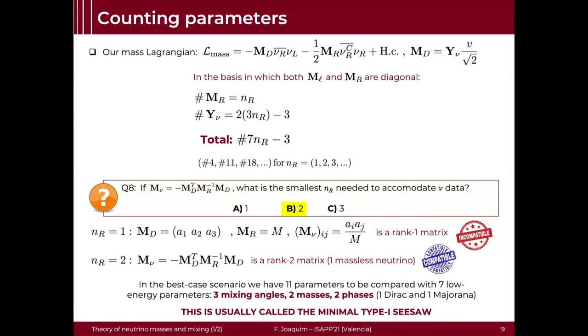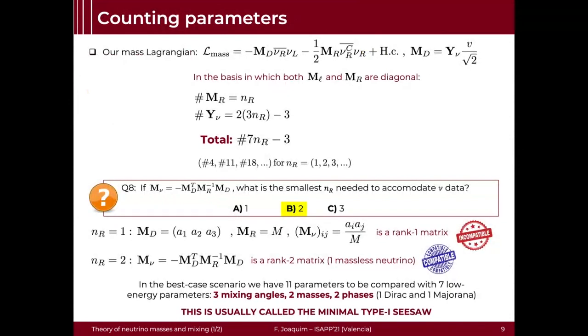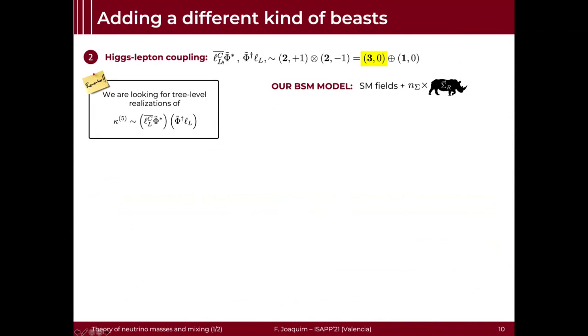So some people like to call this version of the seesaw the minimal type 1 seesaw, which is obtained from a standard model extension with two right-handed neutrinos. Okay, so the type 1 seesaw is what we got when we were looking at the possible contractions of the couplings in the Weinberg operator, of the couplings of the lepton doublet and the Higgs, and when we chose the 1, 0 combination, okay?